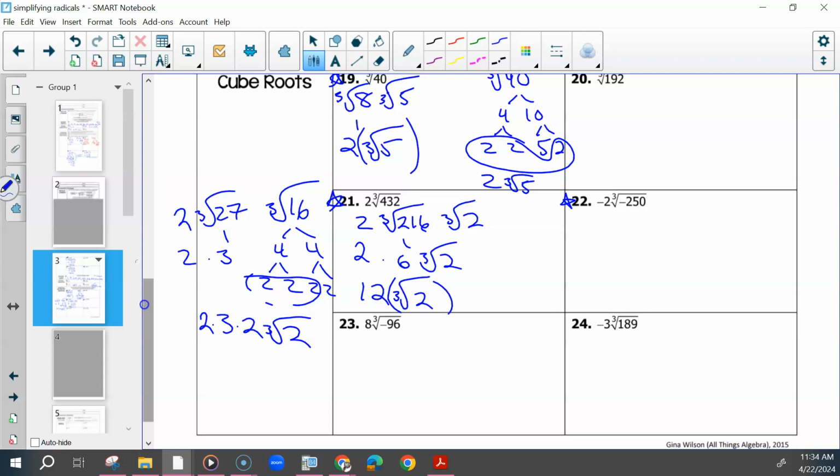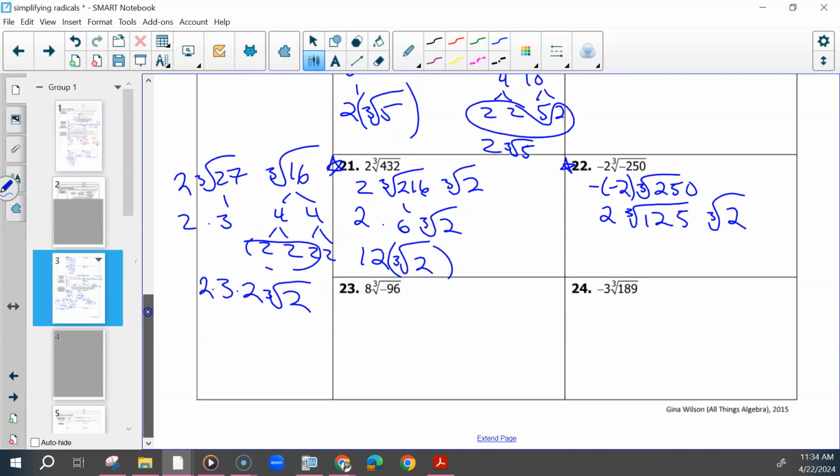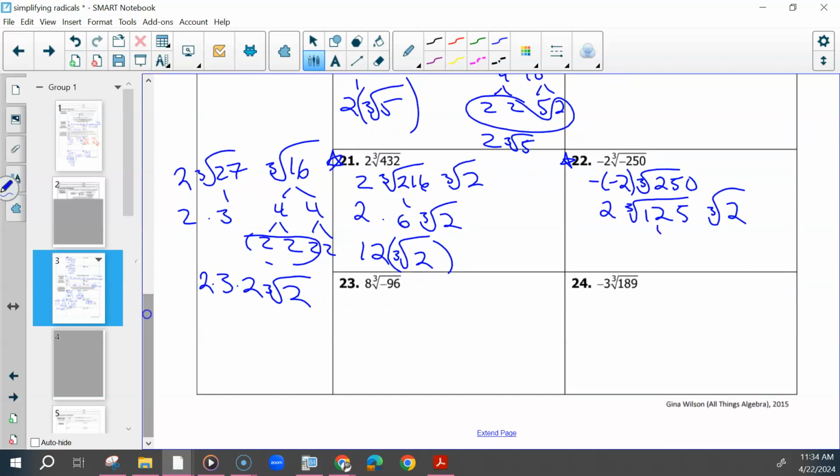So I'm going to start by taking the negative out. And then do we want to use perfect cubes or breaking this down? Okay. So find the highest perfect cube that goes into 250. Negative 25. 125 and 2. The cube root of 125 is 5.